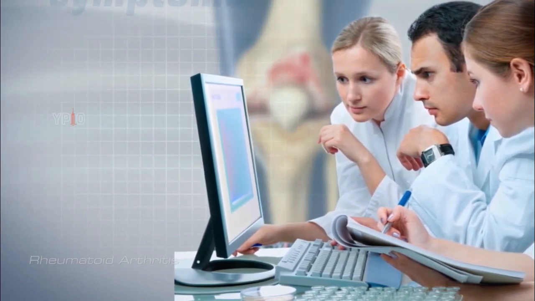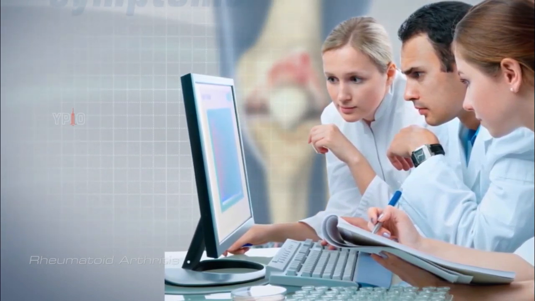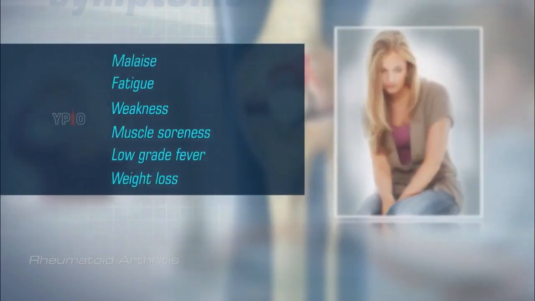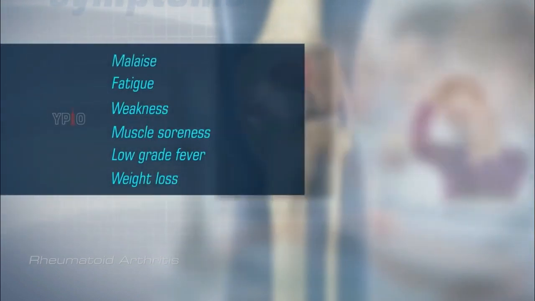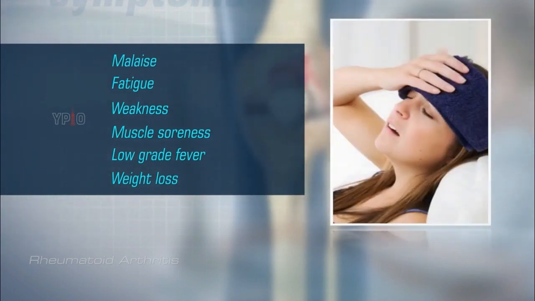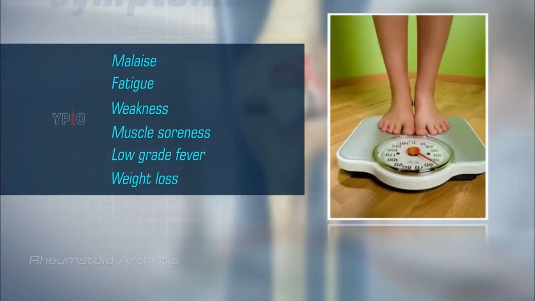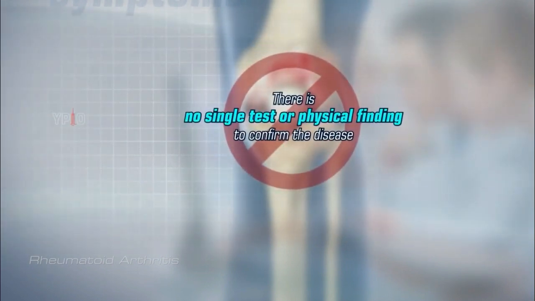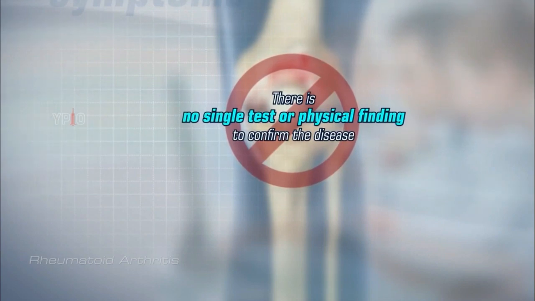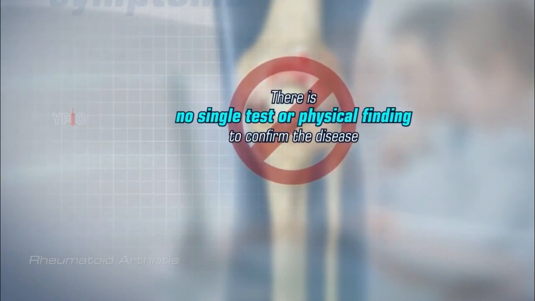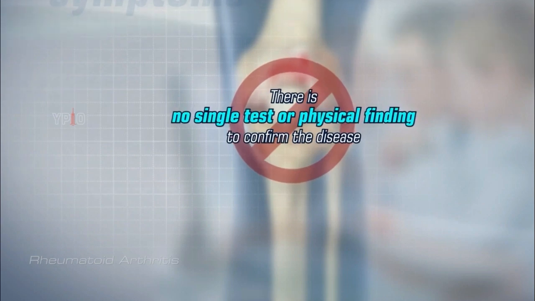Early signs and symptoms of the disease are very general and nonspecific, such as malaise, fatigue, weakness, muscle soreness, low-grade fever, and weight loss. Moreover, there is no single test or physical finding to confirm the disease. This makes early diagnosis of RA very challenging.